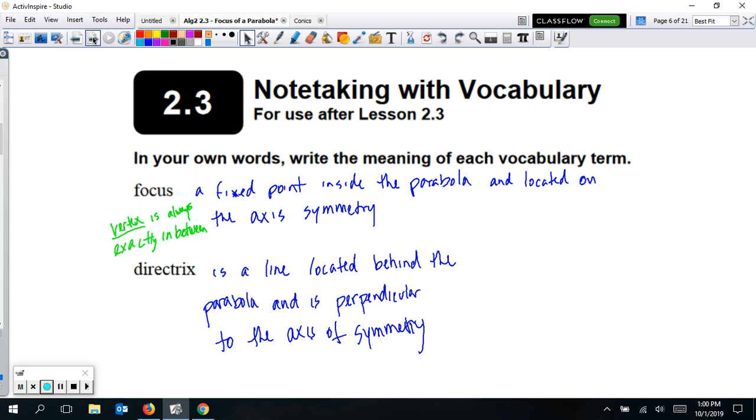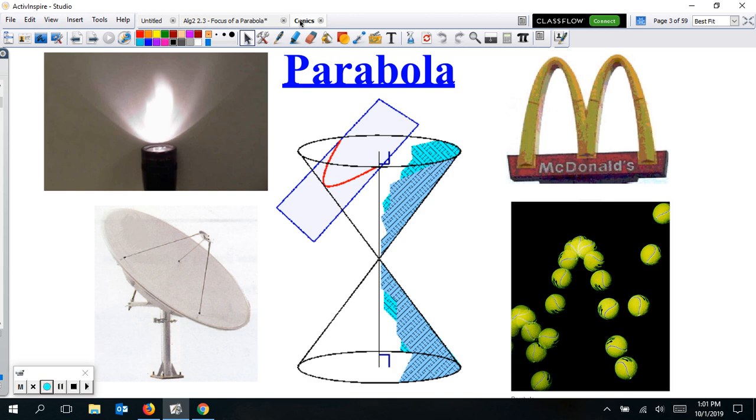Now we're going to see in this lesson that so far we've only seen parabolas opening up or opening down. What we're going to see in this lesson is sometimes the parabolas are going to open left and open right. Now we'll see what's different about those that open left and open right.